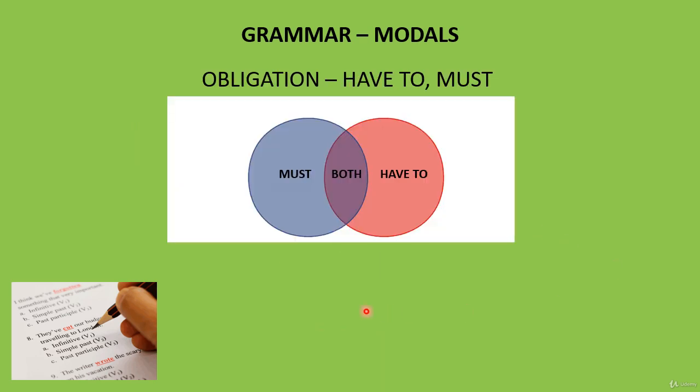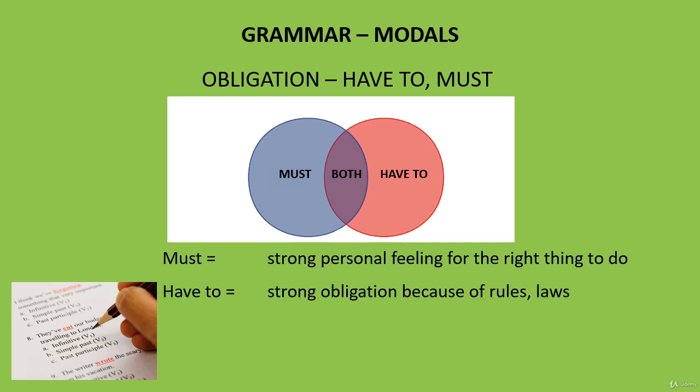As you probably know, when you want to give the meaning of obligation, we use have to or must, but some students don't know which one to use when. Now, sometimes you can use both, but sometimes only must is possible and sometimes only have to is possible. Let's look at their exact meanings. Must is for a strong personal feeling about the right thing to do. Have to is also strong, but it's about the right thing to do because of rules or laws. As sometimes both are possible, this means you will make fewer mistakes.